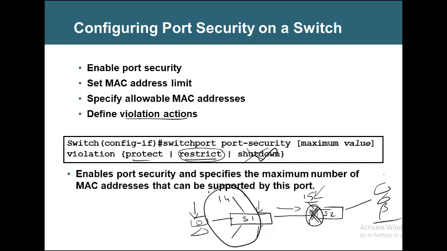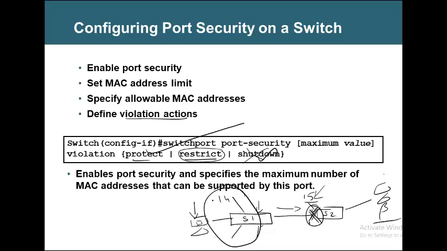Protect is not only going to ignore the 16th MAC address packet. When I say ignore, what does that mean? It won't allow the 16th MAC address traffic in. It will drop. It won't allow the 16th MAC address packet to enter into switch 2. Only 15 is allowed; when the 16th comes, I'm not going to allow. That is restrict.